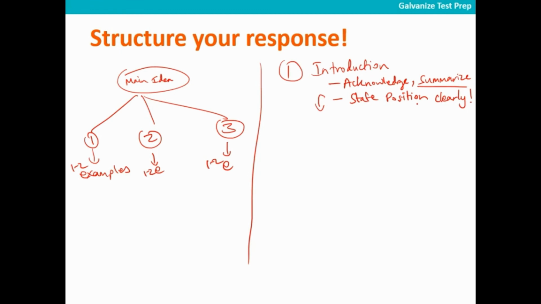Don't state a position here that you're going to argue with much later on. If you're 50-50, you have to make that clear right away. You can say, I agree with some parts, but I'm inclined to disagree with other parts. So it's very important that you're clear there.